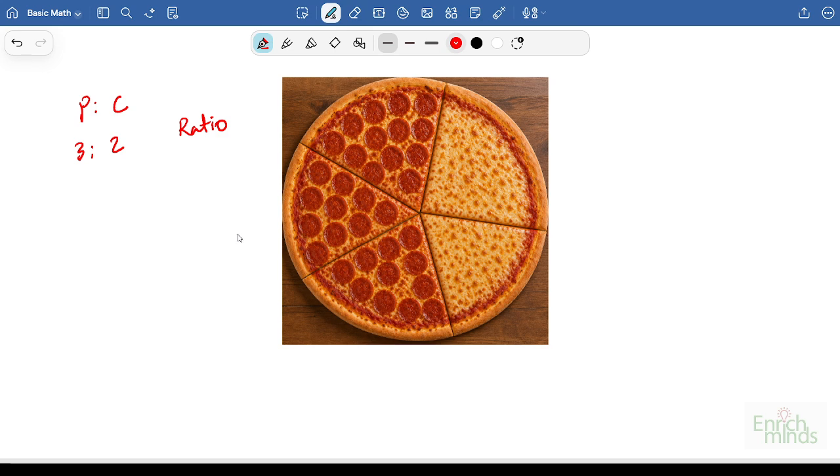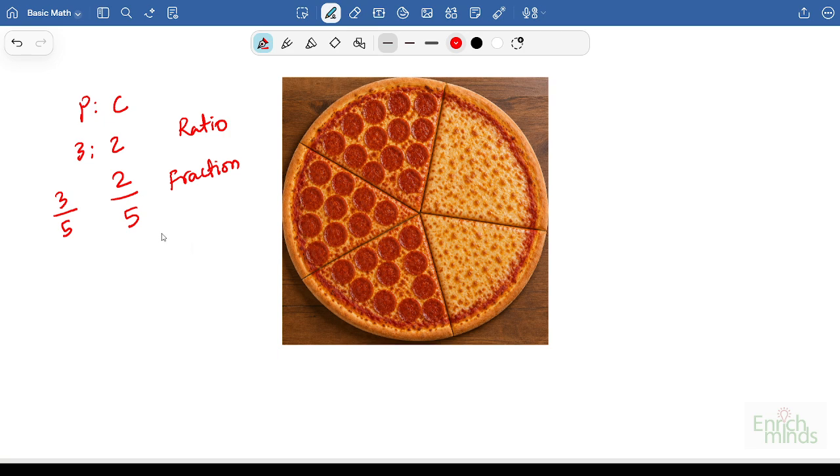If I have to find the fraction of cheese slices in this pizza, how many cheese slices are there out of a total number of 5 slices? That's 2/5. So the fraction of cheese slices is 2/5. Here I'm talking about fraction, or I can say 3/5 pepperoni slices are there.